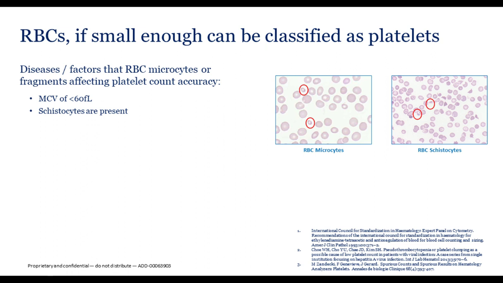RBCs, if small enough, can be classified as platelets. In this smear review, you can see on the left-hand side very small red cells. On the right-hand side, you can see red cell schistocytes. In both cases, this can impact the platelet count. Those can generally be counted as platelets by impedance systems and sometimes can even confuse the optical platelet count as well. Generally speaking, when MCVs are less than 60, the distribution will have some that are even much smaller than 60, and that's why they may be counted as large platelets.